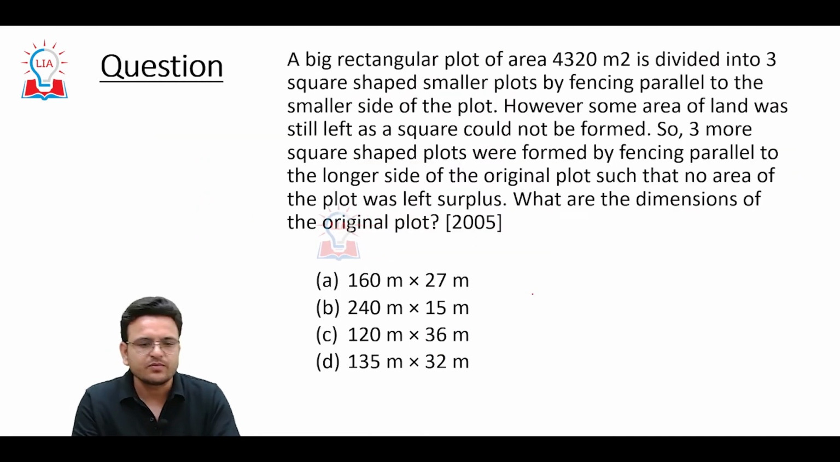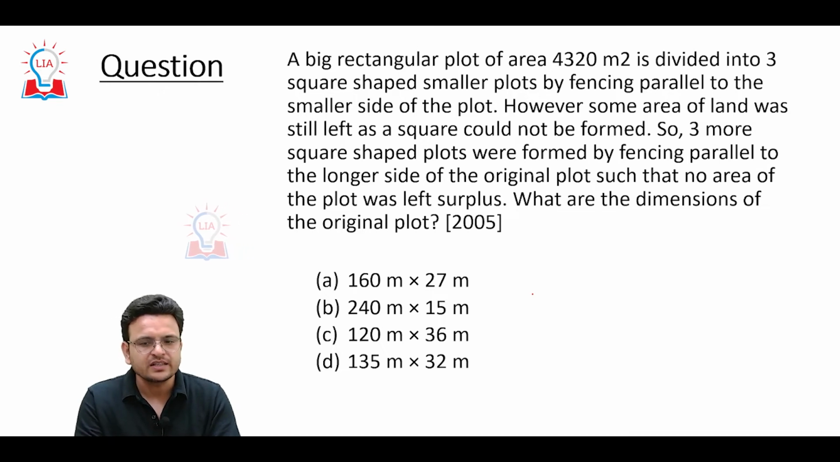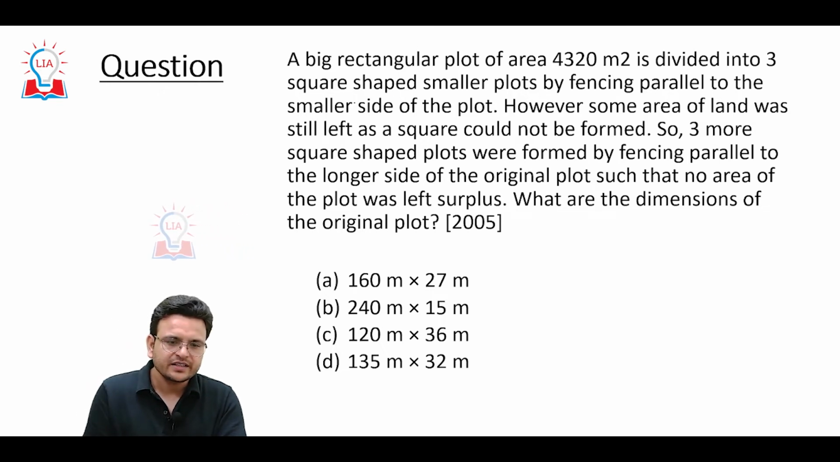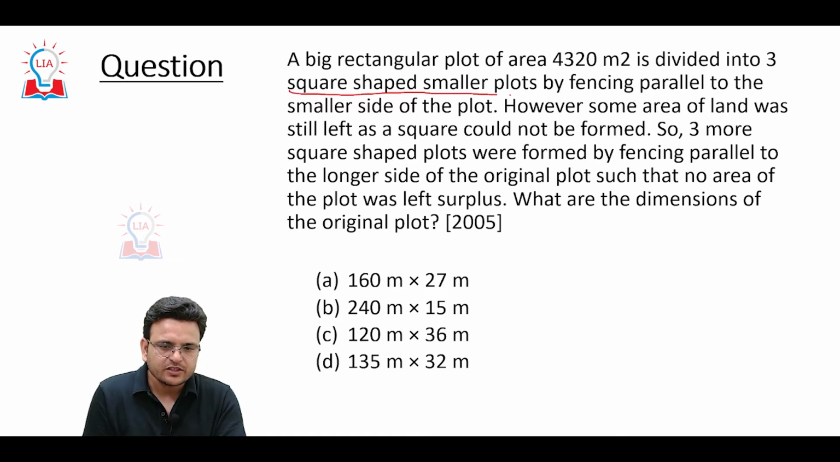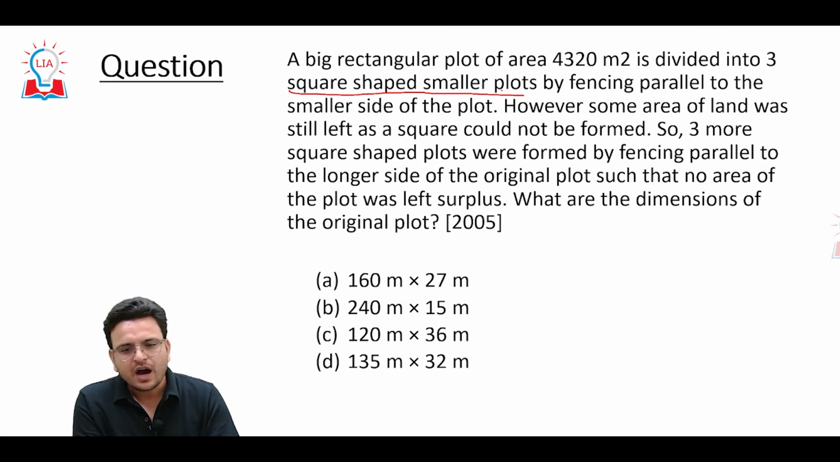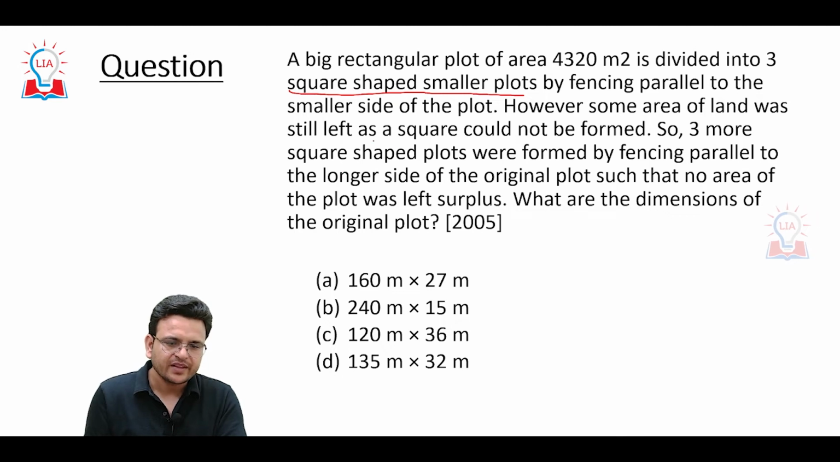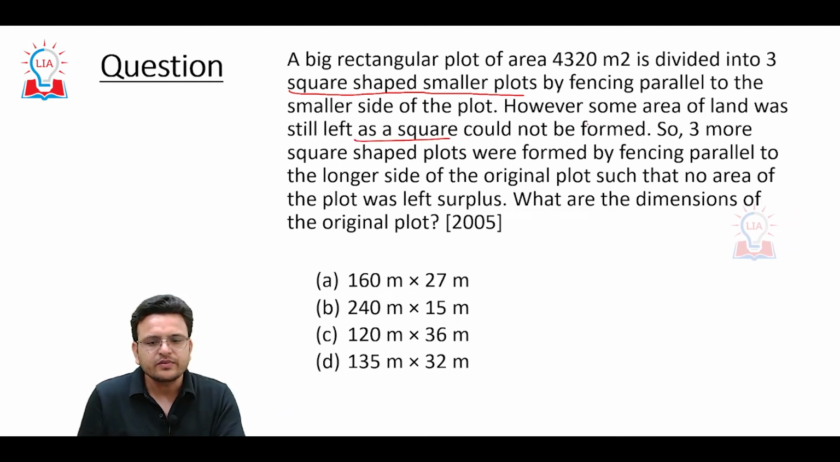Now see one more question. A big rectangular plate of area 4,320 meter square is divided into 3 square-shaped smaller plots by fencing parallel to the smaller side of the plot. However, some area of the land was still left as a square could not be formed.